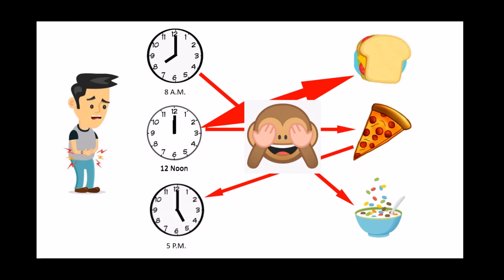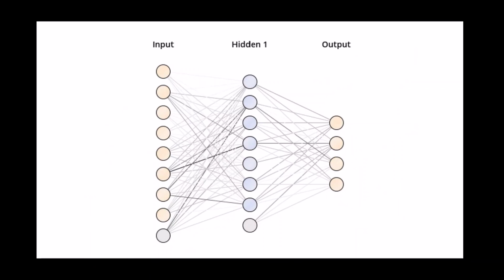This example has compared a single independent variable containing only 3 possible values, 8 a.m., 12 noon, and 5 p.m., to a dependent variable containing only 3 possible outcomes, sandwich, pizza, and bowl of cereal. Imagine if your data set had more independent variables, maybe 8 or 10 or more. The crisscross of pathways through the hidden layer would quickly become extraordinarily complex.